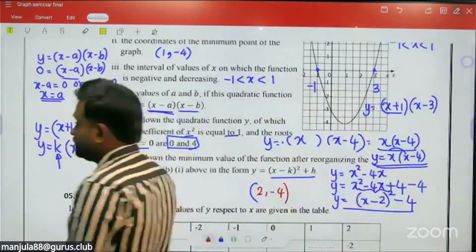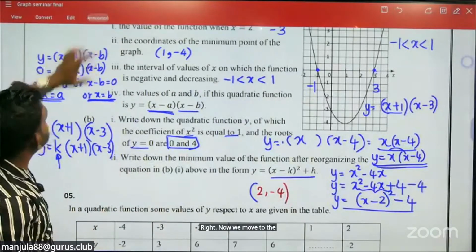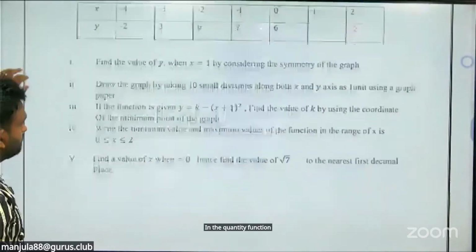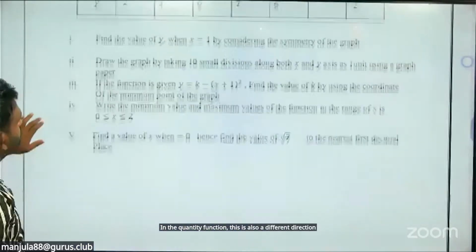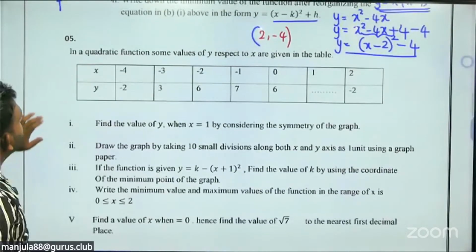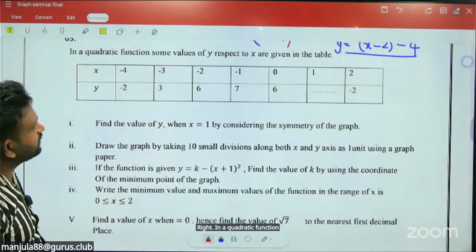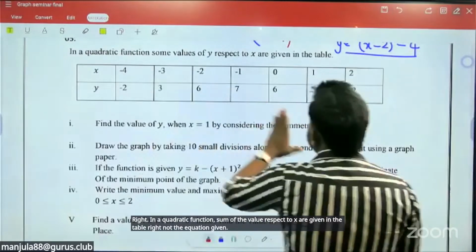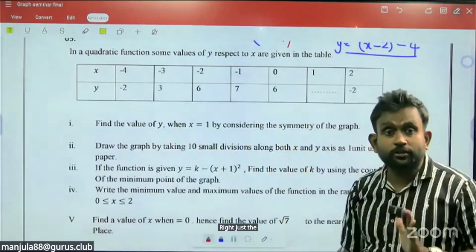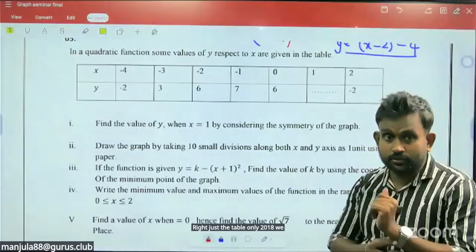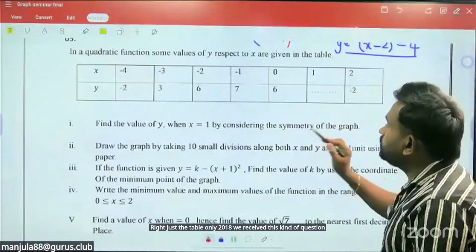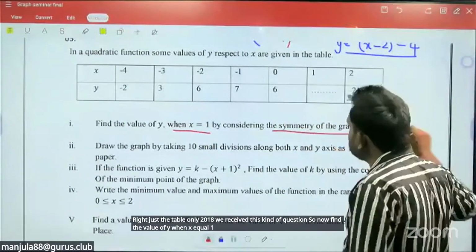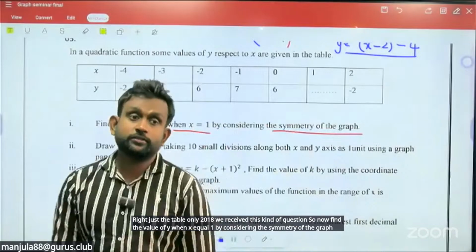Right, now we move to the last one. In the quadratic function, see there, this is also a different equation. In a quadratic function, some values with respect to x are given in the table, right? Not the equation given, just the table only. In 2018, we received this kind of question. So now find the value of y when x equals 1 by considering the symmetry of the graph.